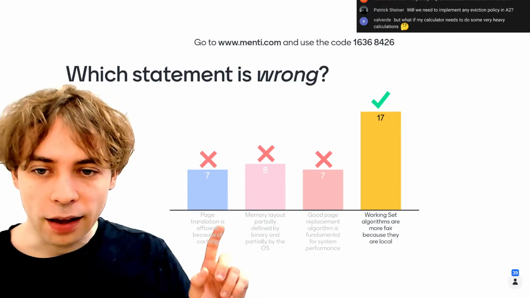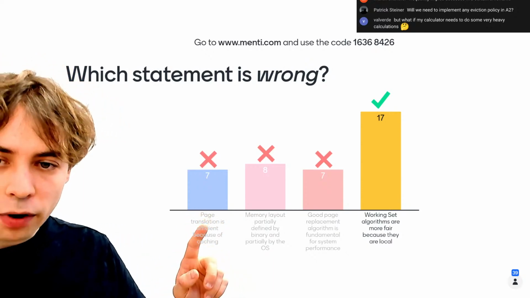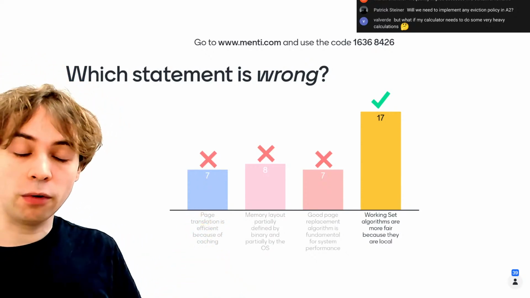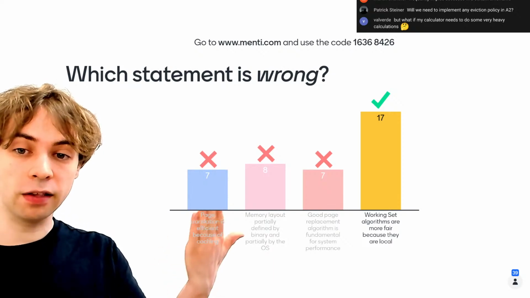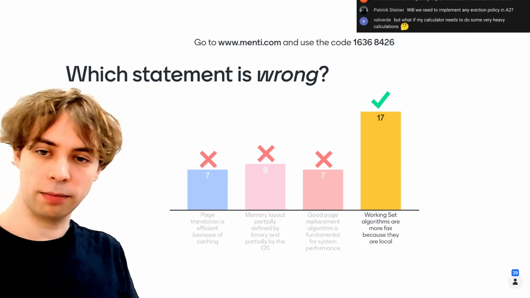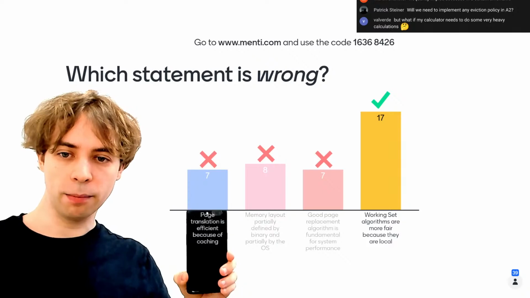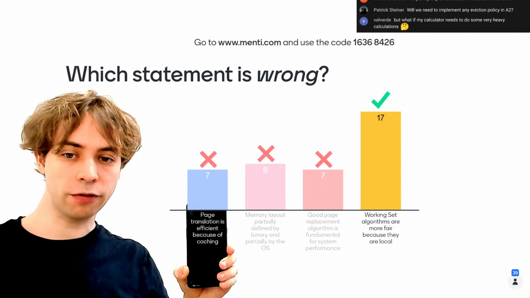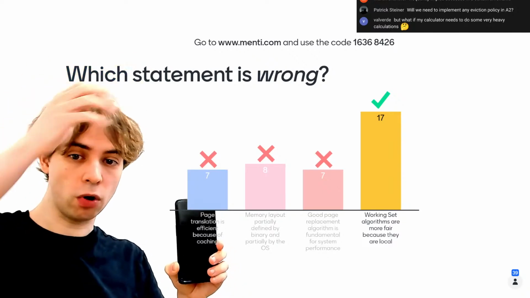Page translation is efficient because of caching. Yes, this is also true. Maybe we can do it like this. Page translation is efficient because of caching. That is a true statement. It's not a wrong statement.